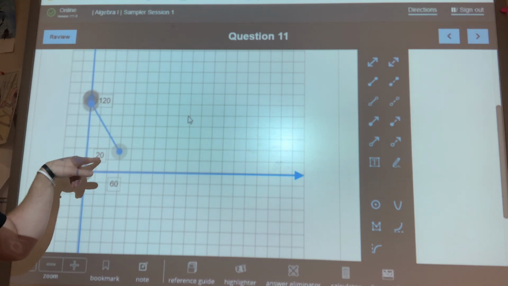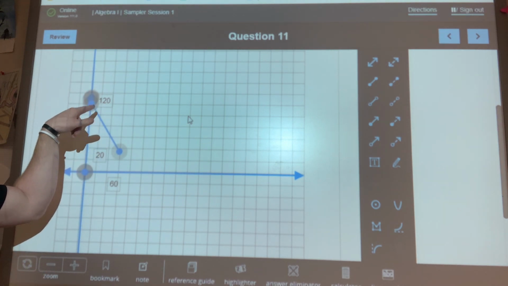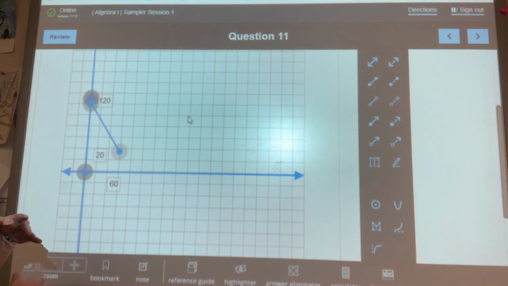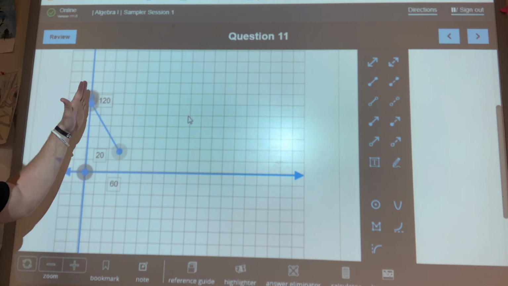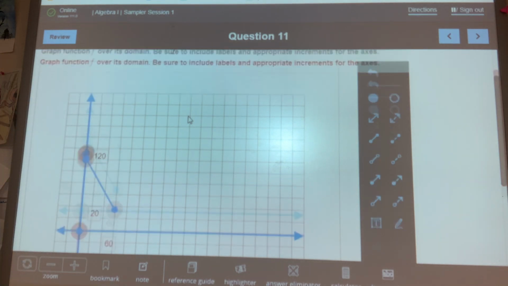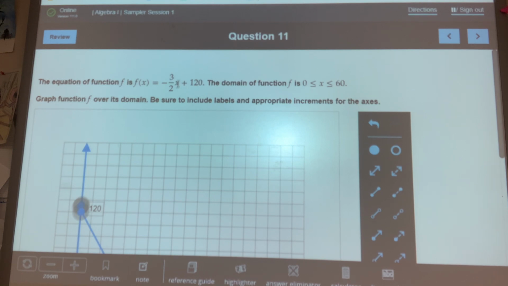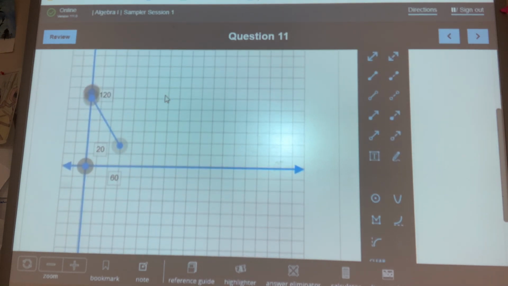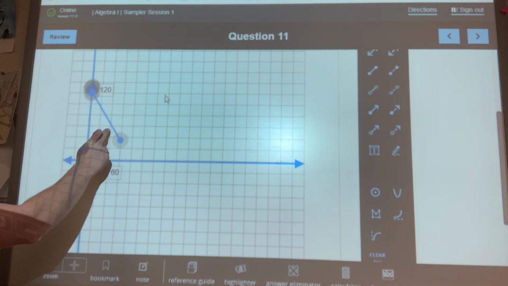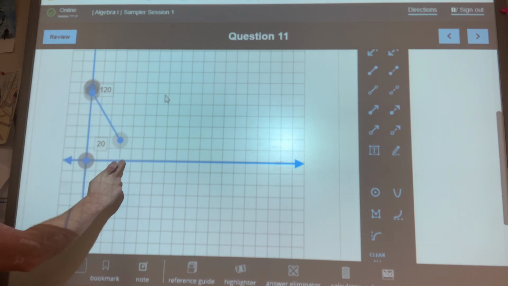So I went by 20. So 20, 40, 60, 80, 100, 120. Because I wasn't going to count by ones. Like, that's kind of crazy. Okay, so I know it crosses at 120, so I put a dot there. What I also know is that my slope is negative 3 over 2. So I went down 3 over 2, down 3 over 2.